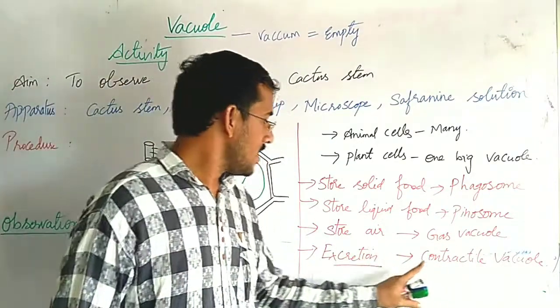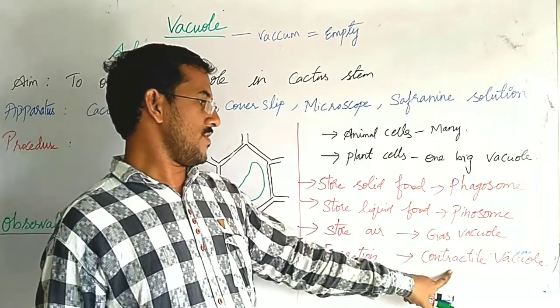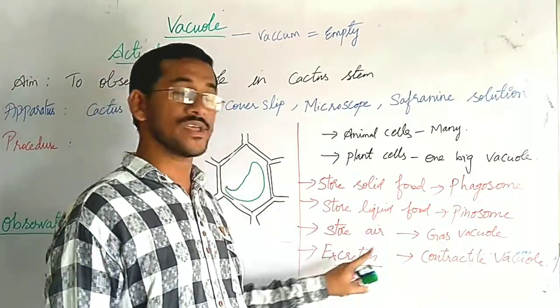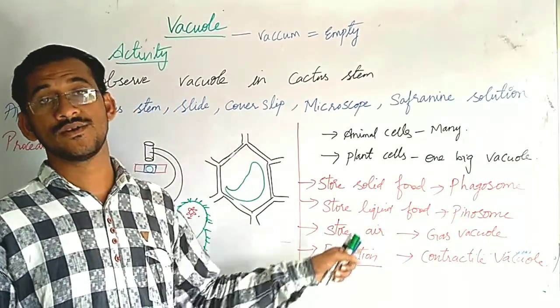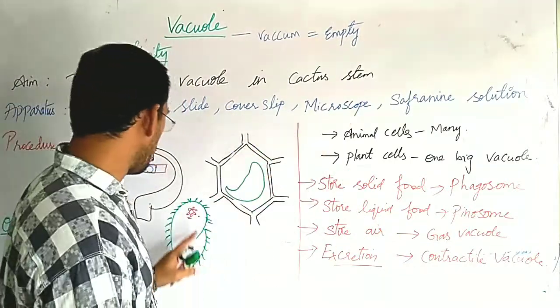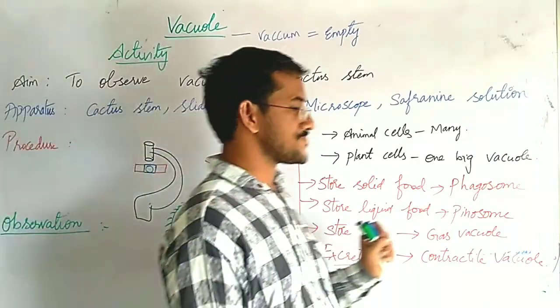So two functions will be performed by the contractile vacuole. One is removing the waste material. The second thing is maintaining the salts, ions and water in amoeba and paramecium.